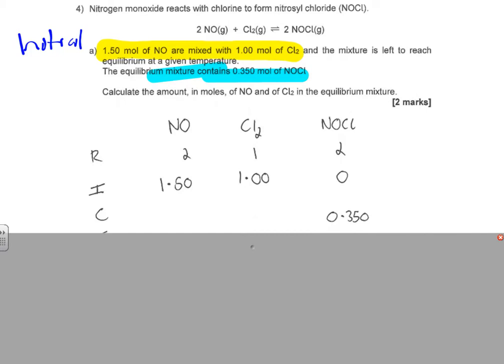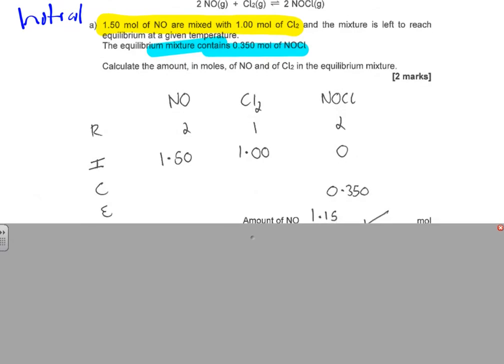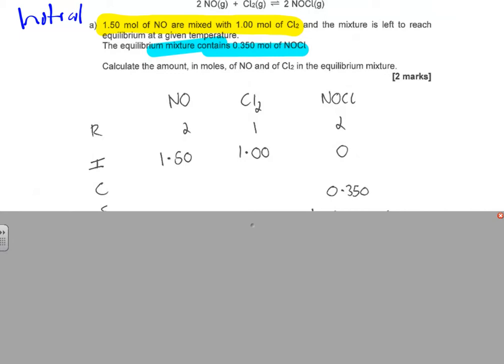from the question. So initially I've got 1.5 moles of NO, 1 mole of Cl2 and none of that NOCl in the mixture. Now, in my equilibrium mixture, I have got 0.35 moles of NOCl, and therefore I've now got my change. And that's obviously what the C would stand for, the change. So we can see that the number of moles of NOCl is going up by 0.350. We can use that now as our reference point. That we can then compare to the other compounds.